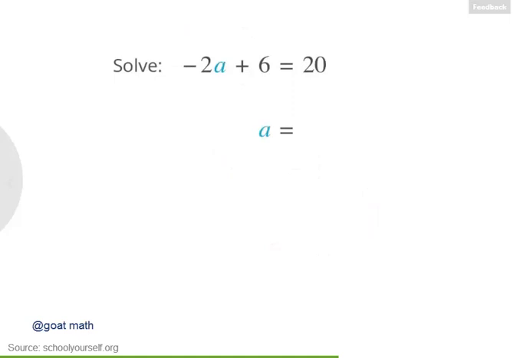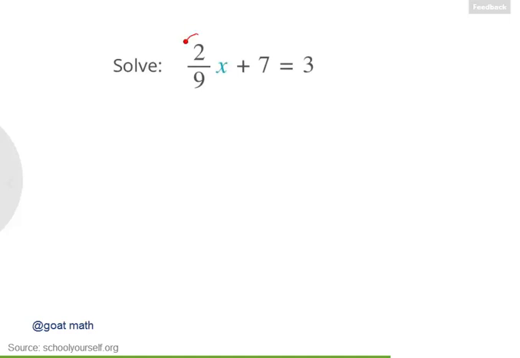Okay, next, try an example where the variable is being multiplied by a negative number. Negative 2a plus 6 equals 20. Solve for a. Nicely done. So a equals negative 7.